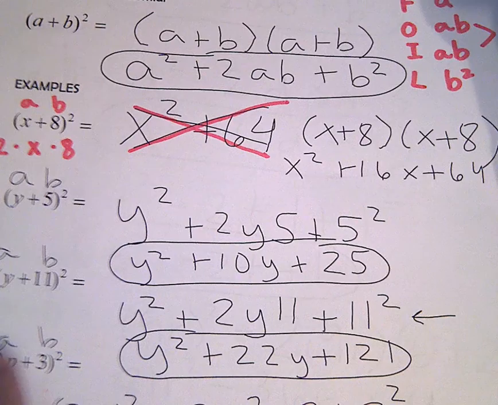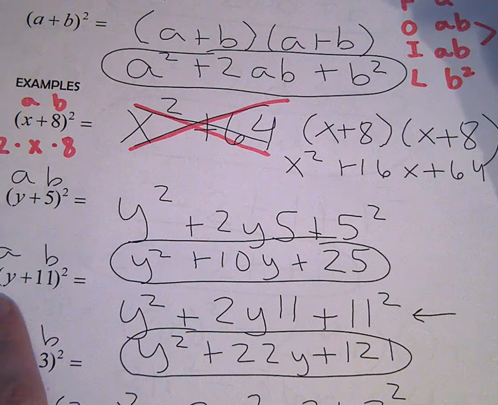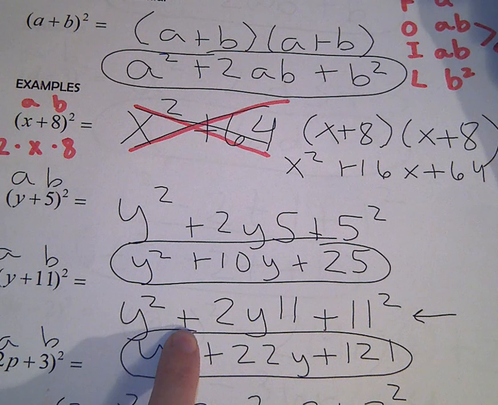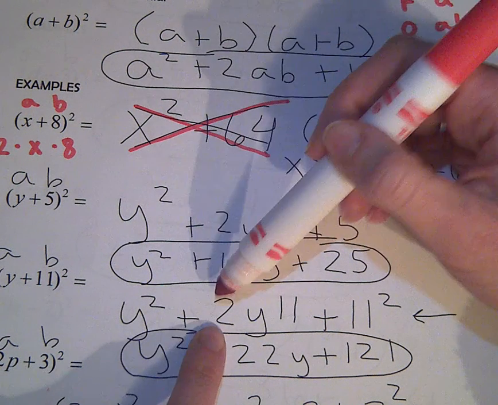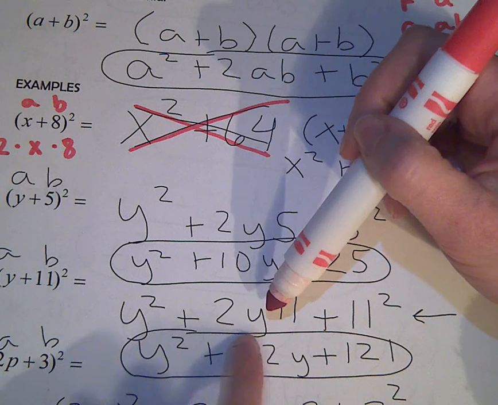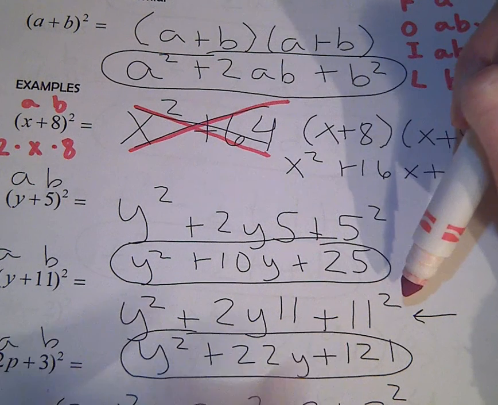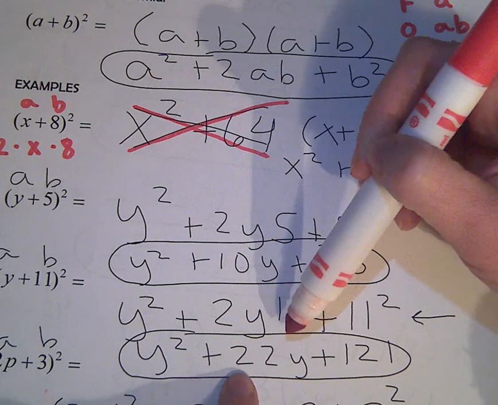Same thing on this one. My a is y, my b is 11, so I do y squared plus, now it's 2ab, so 2 times my a, which is y, times my b, which is 11, plus b squared, which is 11 squared. So I have y squared plus 22y plus 121.